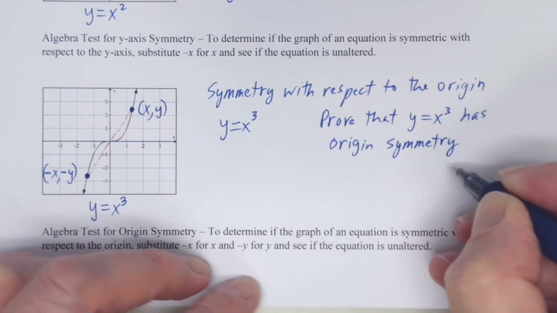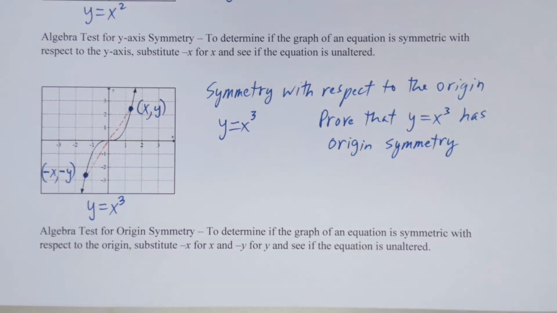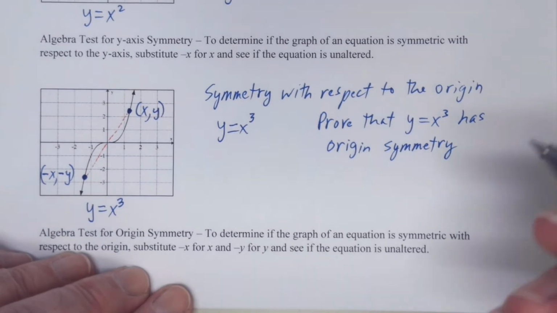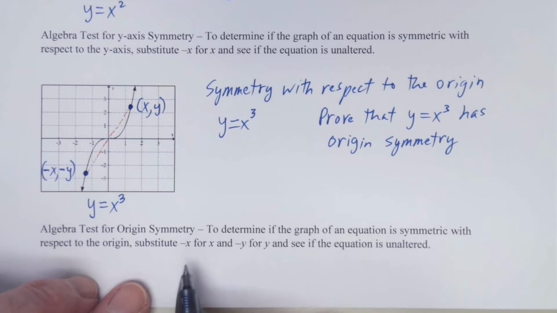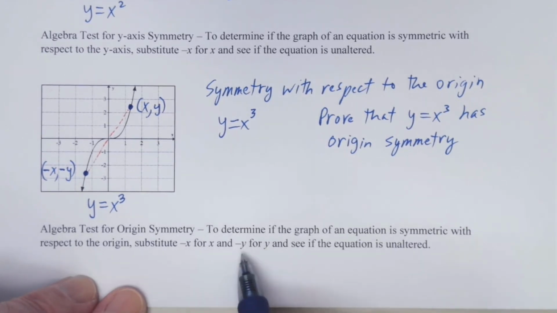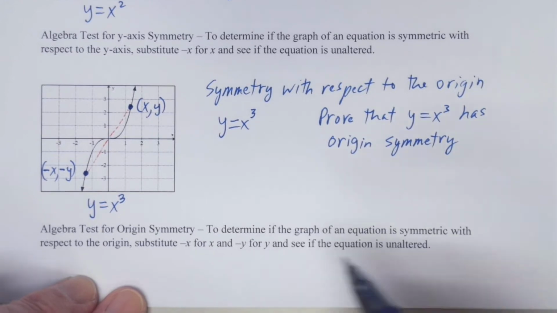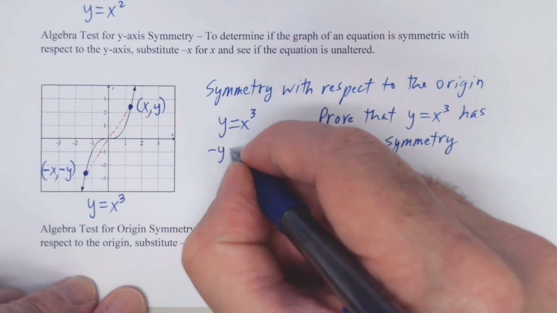Also we could say symmetry with respect to the origin. Okay, so we would notice what it says here. We're going to replace x with minus x and y with minus y. Let's do that.